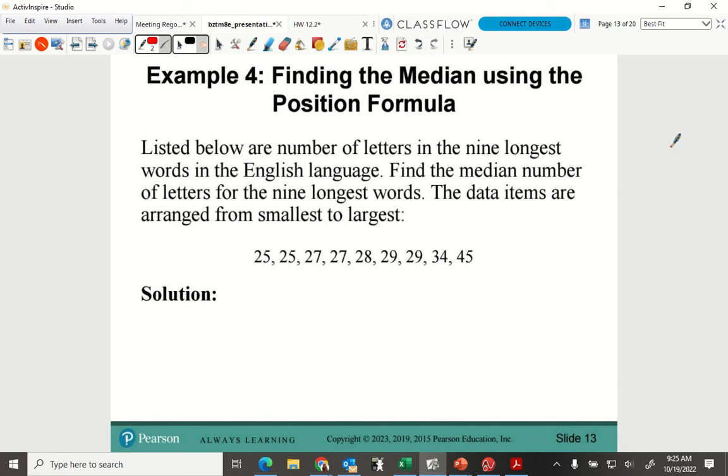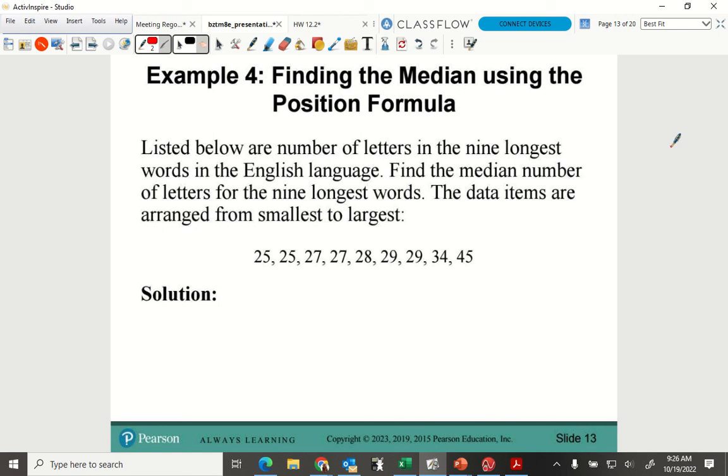All right, so hopefully you stopped when I asked you to finish up your problem. So right here, let's take a look. It says finding the median using the position formula. Let's pretend you have 151 data points. Do you want to put all those in order? No, you don't. So there is a formula for that.